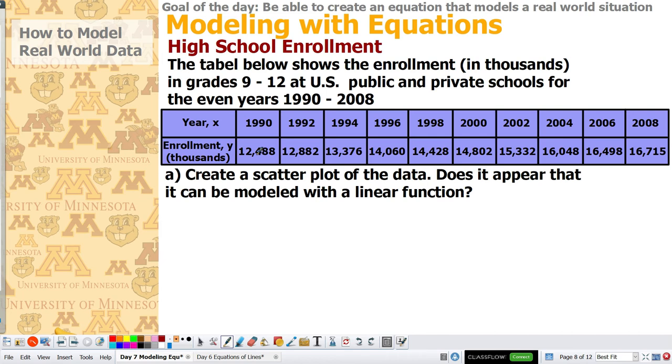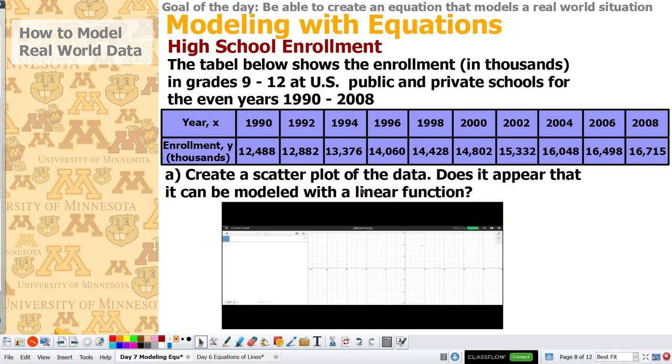Does it appear that it can be modeled with a linear function? Because if you make these points and it's like a curve, you wouldn't want to use a linear model. We'd want to use something else. So let's see if we can use a linear model to do it.